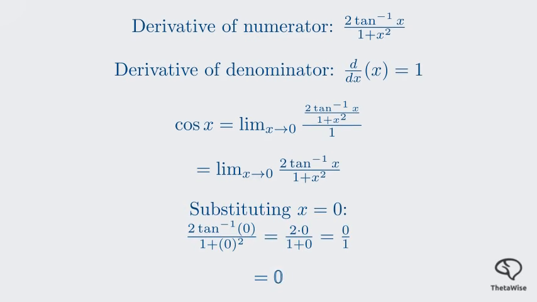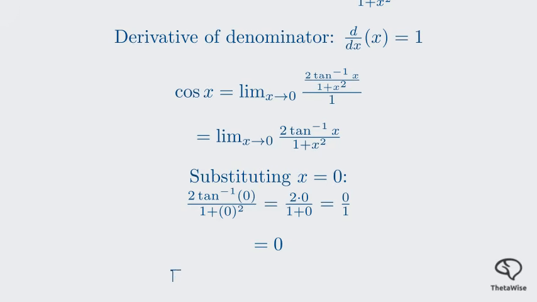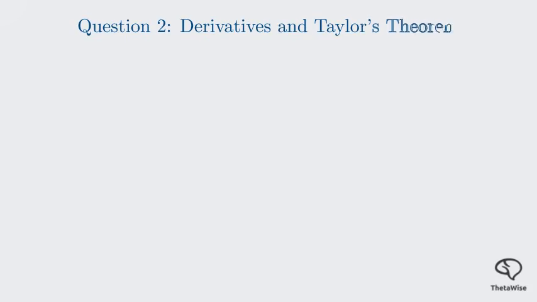The numerical value of the limit is 0. This result confirms the solution in the memo. We successfully calculated a numerical limit by identifying an indeterminate form and applying L'Hopital's rule. We've completed question 1. Now let's move on to question 2, which focuses on derivatives and Taylor's theorem.